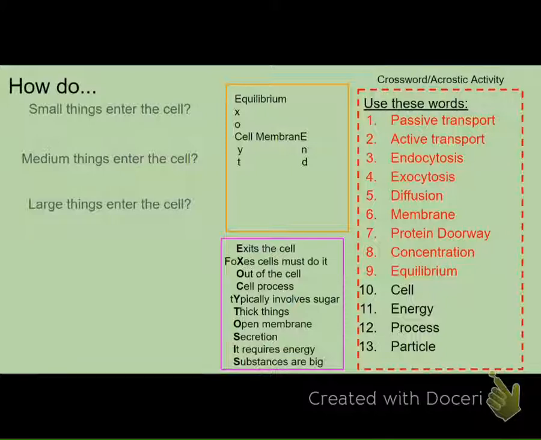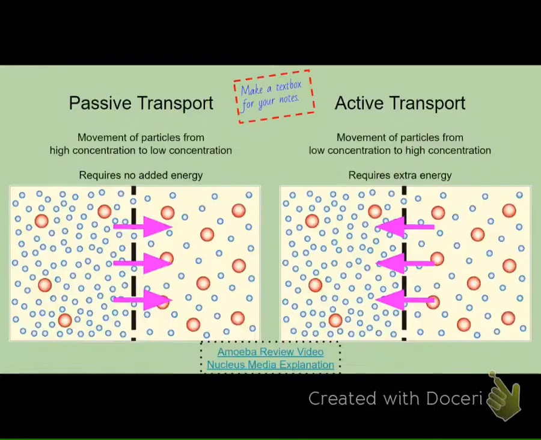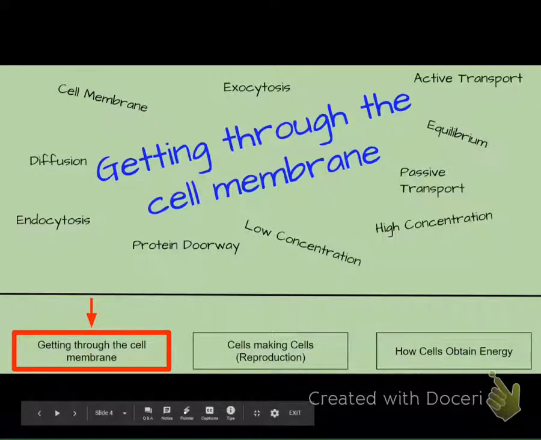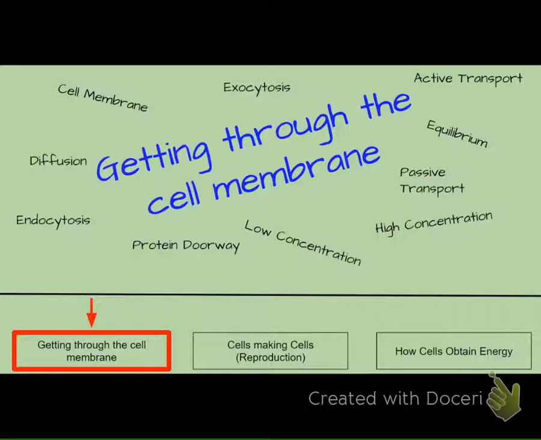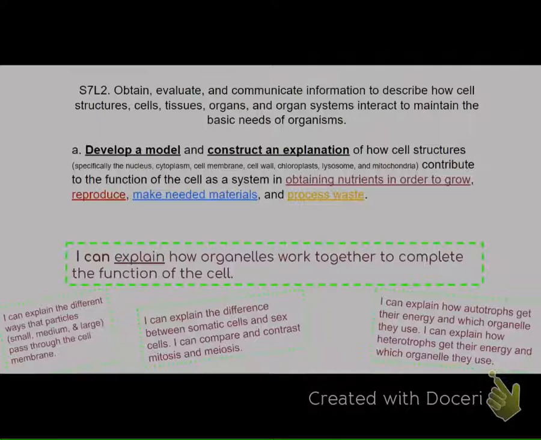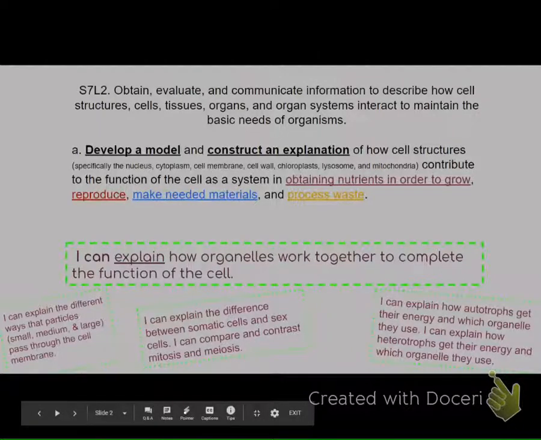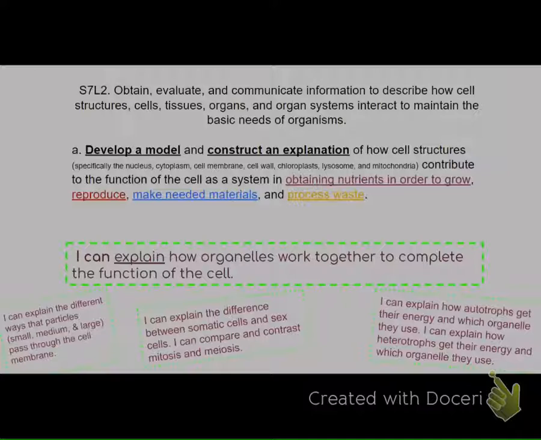And that's that for today. We're going to continue on to reproduction tomorrow, how cells obtain energy the next day, and then we may have a day of review and then a quiz over all this. If you can honestly say that I can explain the different ways that particles, whether they're tiny, medium, or large, pass through a cell membrane, then you've completed today's objective. You need to show in your reflection for today that you can actually do that. Give me evidence, show, explain that you can actually do that.